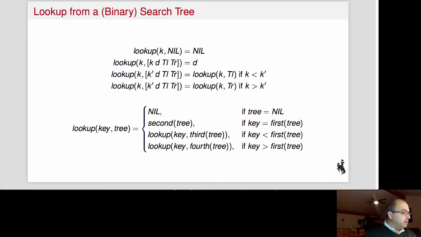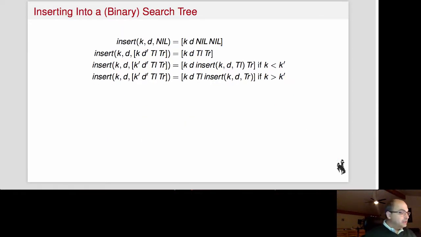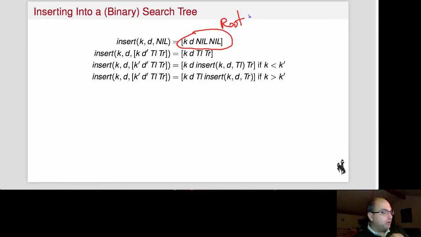Now, what about insertion? Insertion is pretty similar. Suppose that I want to insert a key-value pair into an empty tree. Well, if it's an empty tree, then I just create a new root that has that key and that value, and no children. Otherwise, here's a possibility: it could be that I'm trying to insert the key that I'm looking at in the root.